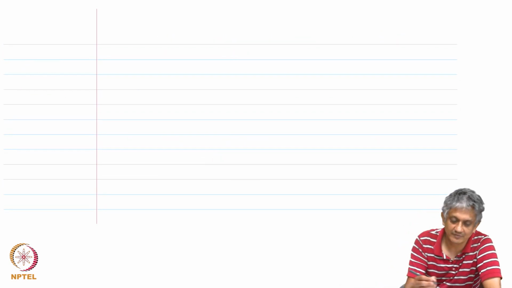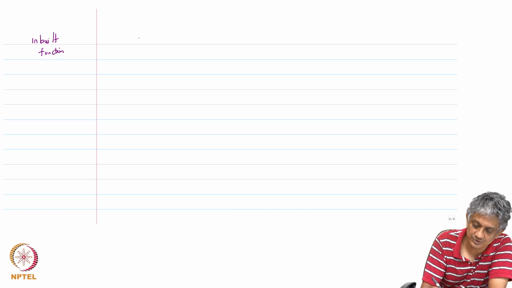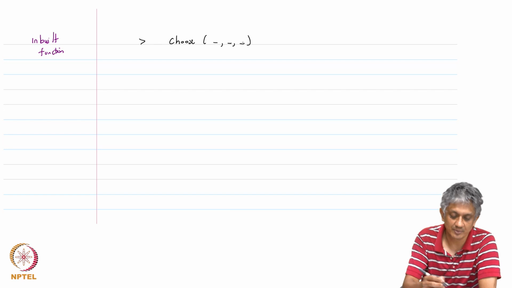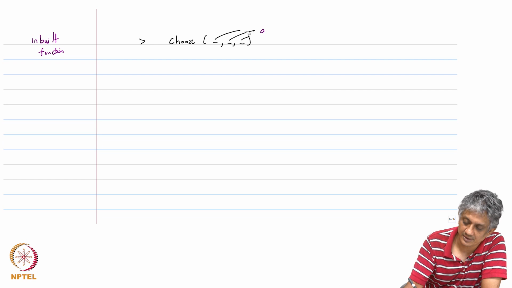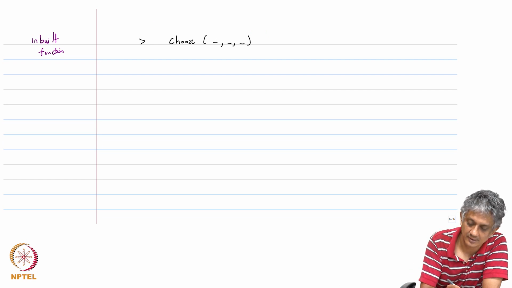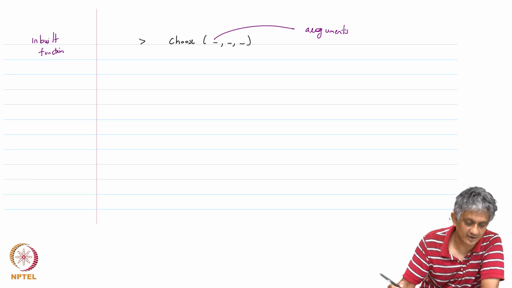So let's call these inbuilt functions. The function is called choose. So R has a function called choose. Choose has various arguments that you can put in. So let's try and learn the arguments. With choose, we can do 20 choose 5 in R.